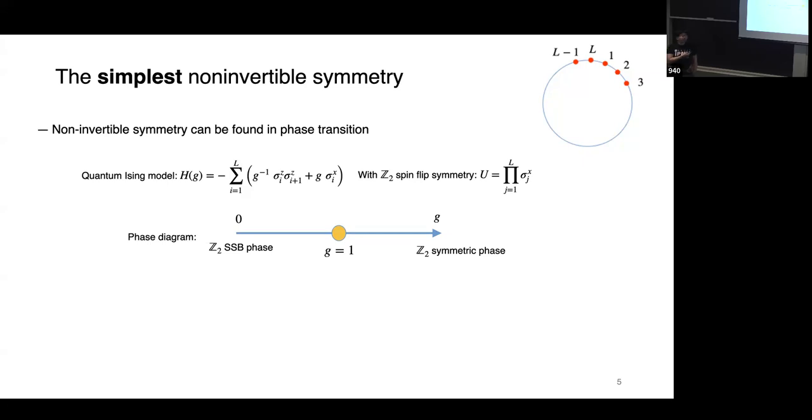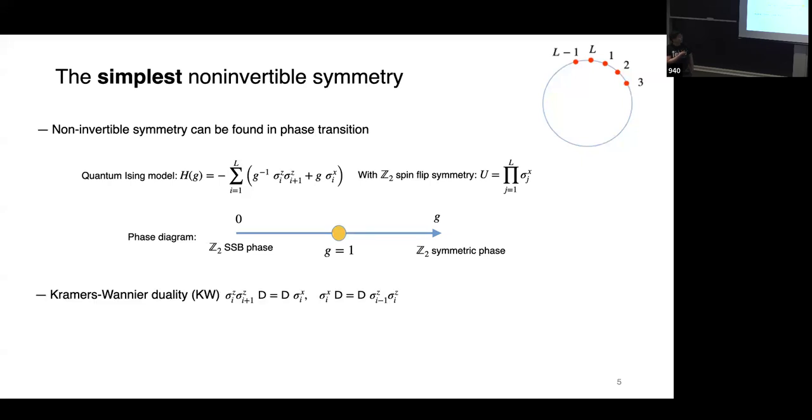When you tune the parameter g, the two terms compete and you get a phase diagram. When g is very small, the first term dominates and you are in the Z2 symmetry breaking phase, and the ground state degeneracy is 2, spanned by all spin up and all spin down. When g is very large, you are in the Z2 symmetric phase, with only one ground state, with spins in the x direction. In the middle, at g equals 1, there is a second order phase transition, which flows to the critical Ising CFT.